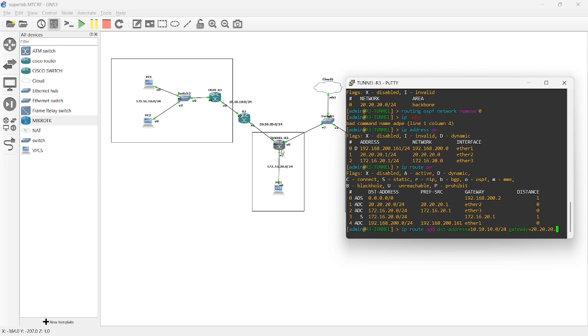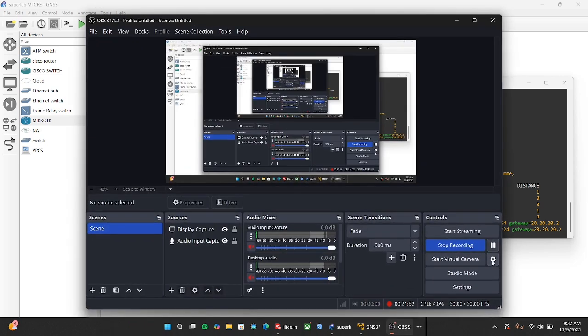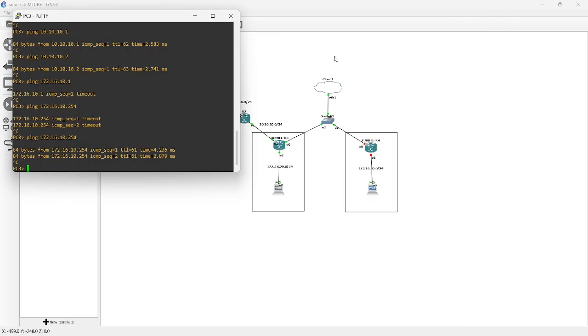10 and the gateway 20. I don't 22. And IP route at destination address to PC, PC3 PC router 3, at the gateway is 10, 20 2 enter. Okay, it's already.